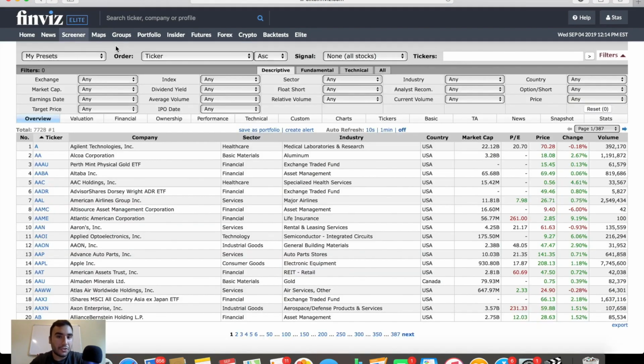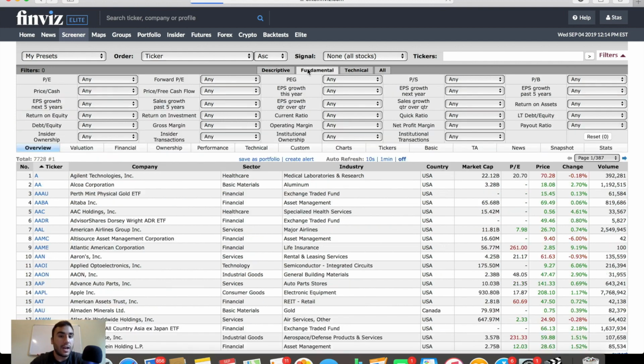So once you get to the screener tab of Finviz, this is what you see. You have descriptive, you have fundamental, and you have technical. This is a very awesome thing about Finviz. You can break and filter through stocks using some basic descriptive values of those stocks, like the exchange, market cap, earnings date, index, dividend, average volume, IPO date, etc.